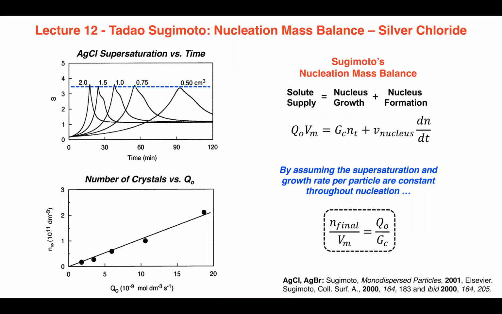So what Sugimoto did is he developed a silver chloride growth scheme that was very controllable. And one of the really nice things about studying silver chloride is that you can monitor the silver ion concentration and the chloride ion concentration using electrodes. So he could put an electrode that was selective for those ions into his crystallization reactor and monitor their concentration in real time. And he had all kinds of schemes for changing the supersaturation.